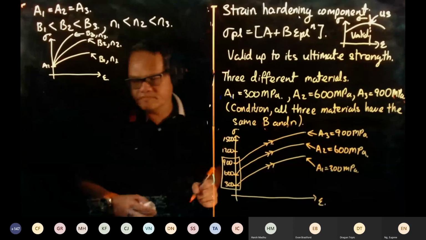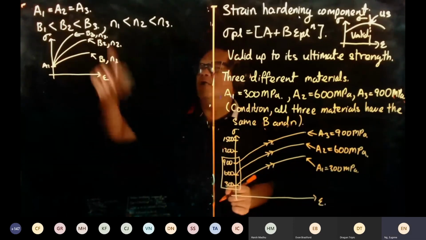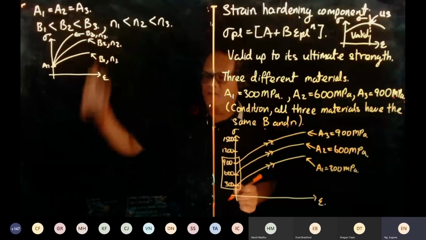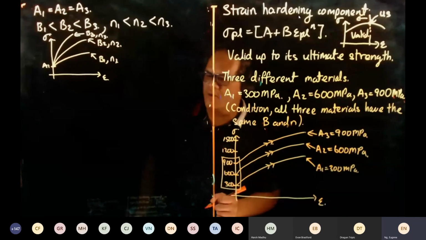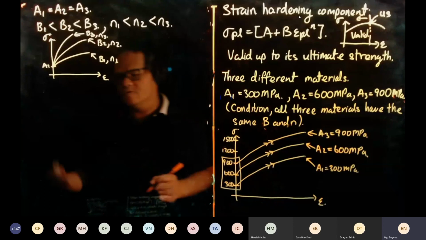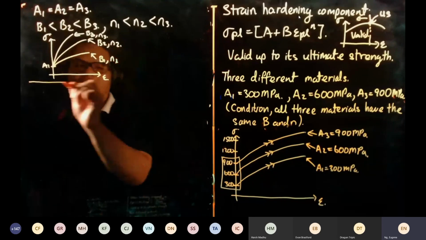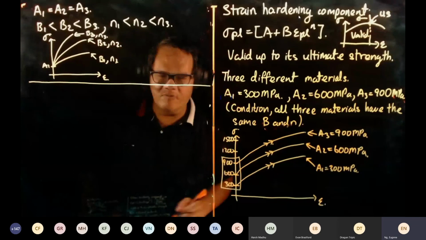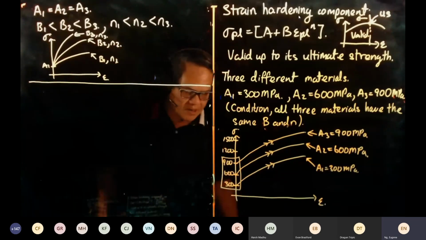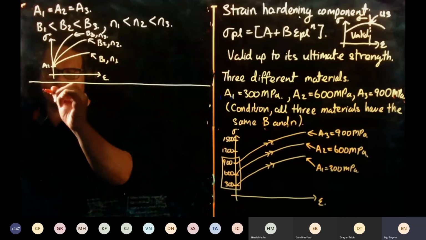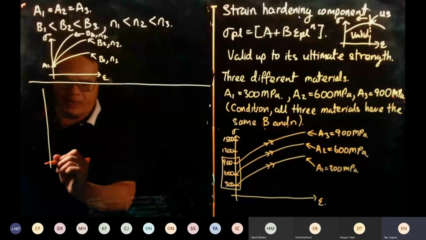So that's how the graph looks when A is a constant and B is greater. B3 is greater than B2, B2 is greater than B1, N3 is greater than N2, N2 is greater than N1. Now from here, if we look at the table that I made you copy earlier, now we're going to sketch the graph.